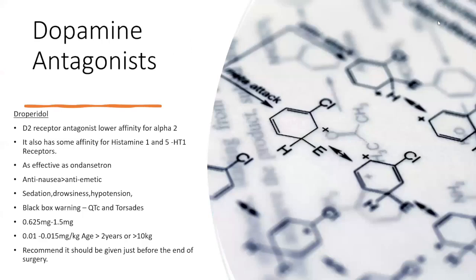So in terms of your dopamine antagonist, the one drug that is always mentioned is your droperidol, which is basically a D2 receptor antagonist with a low affinity for alpha-2 receptors. It also has some affinity for histamine 1 and serotonin receptors, and it is as effective as ondansetron, which is a serotonin antagonist. It's mostly used for anti-nausea more than antiemetic, but it does come with side effects, which are sedation, drowsiness, and hypertension.